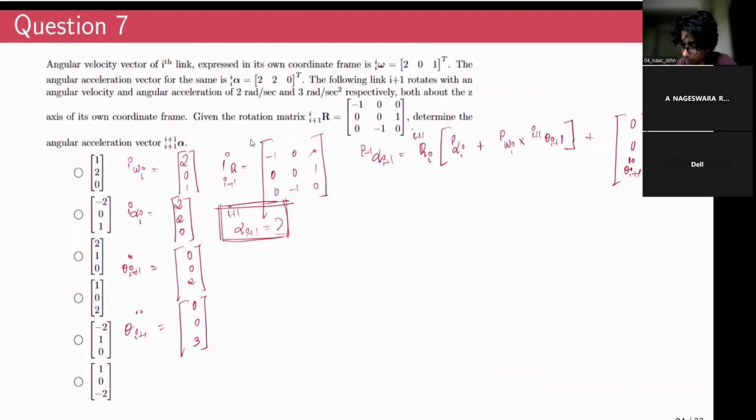So you are given the inverted rotation matrix, but we want this I plus 1 Ri. Instead, we were given I Ri plus 1. So since the rotation matrix is orthonormal, to find its inverse, we can just take its transpose. So this will become minus 1, 0, 0, then 0, 0, 1, then 0, minus 1, 0. This quantity is multiplied by I alpha I, which is given as 2, 2, 0.